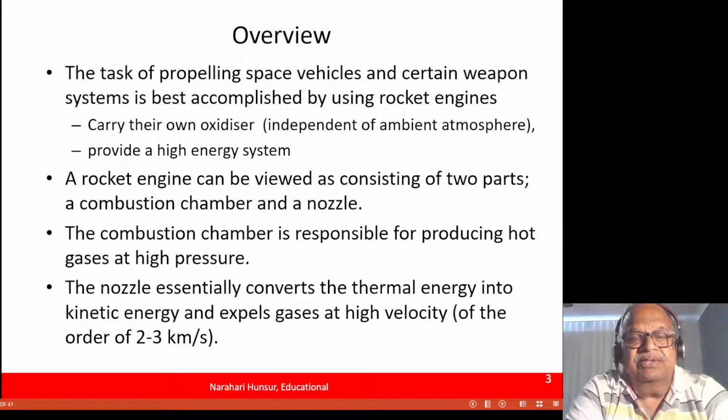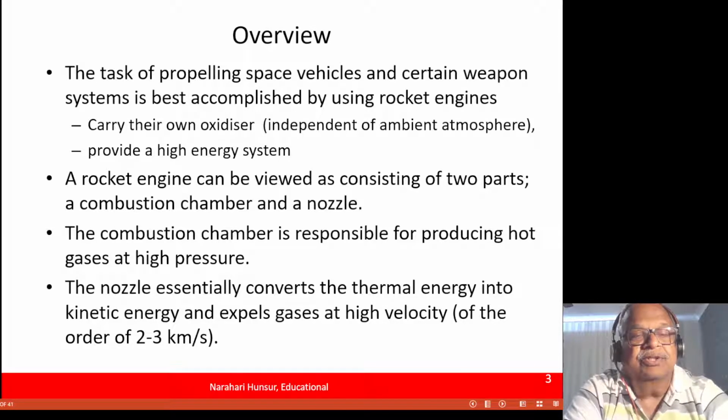A rocket engine can be viewed as basically two parts: one, a combustion chamber, and a nozzle. The combustion chamber is responsible for producing hot gases at high pressure, and these high pressure gases are then expanded into larger kinetic energy by expelling the gases at high velocities. The velocities could be close to 2 to 3 kilometers per second. So remember, in school we were told how a rocket works by taking a balloon, blowing air into the balloon, and suddenly releasing it, and the air in the balloon would expand through the neck of the balloon, and then propel the balloon randomly here and there. The same thing is effected here, while the air in the balloon is a finite quantity, and after some time the balloon collapses.